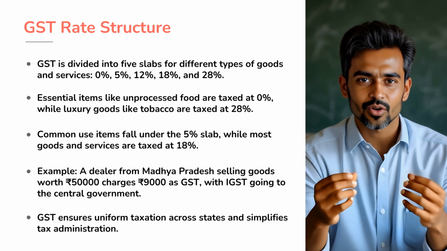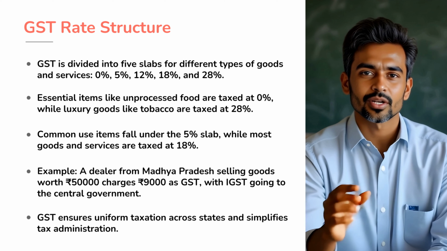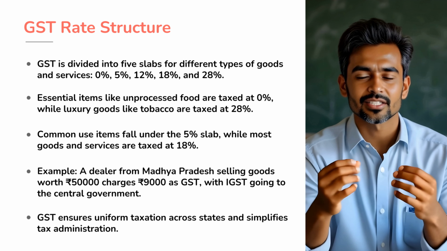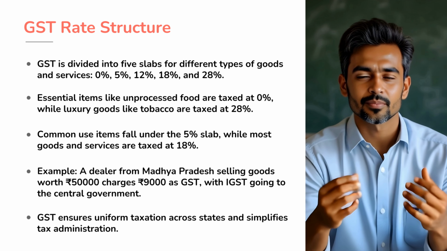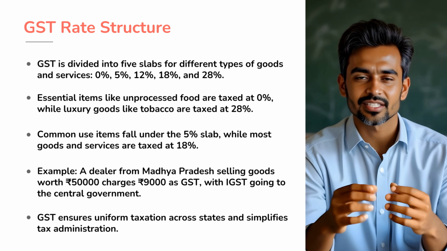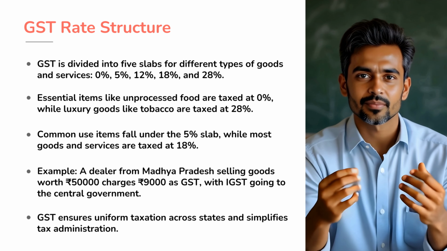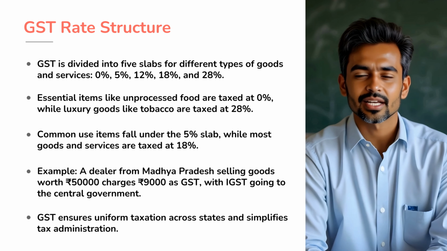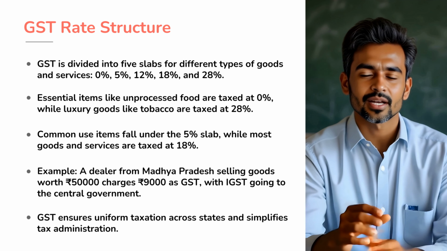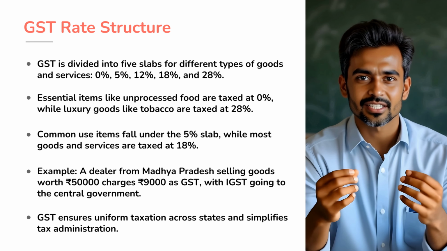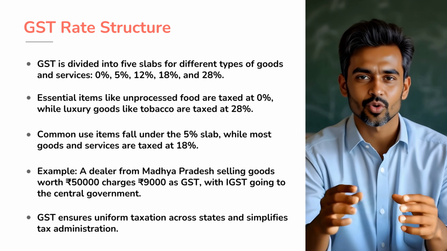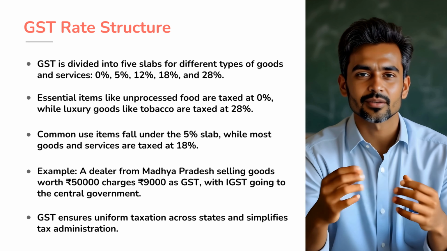On the other hand, common items that we use daily, like toiletries, fall under the 5% slab. This ensures that taxes on these items remain low. When we move to items like electronics and other standard goods, the GST rate goes up to 18%. That means the prices of these products will increase a little, but not too drastically. And for luxury goods like tobacco and high-end cars, the tax is as high as 28%. So, as you can see, the more luxury the product, the higher the tax.